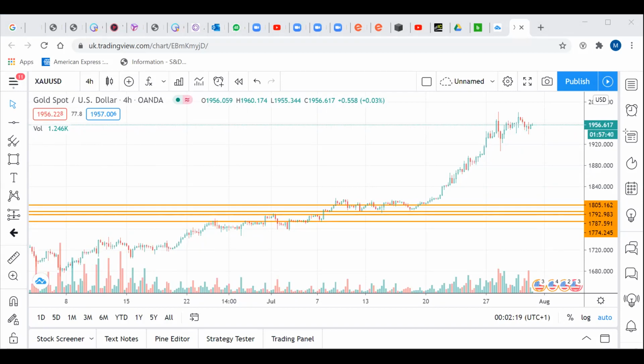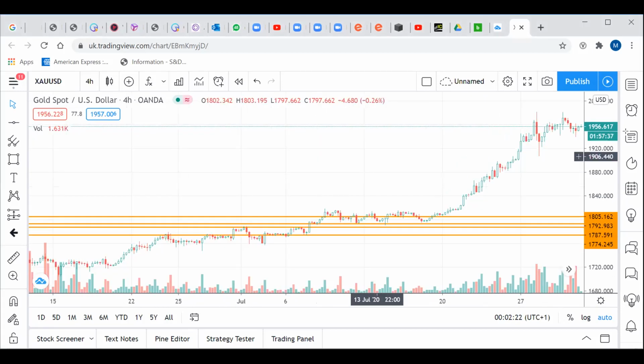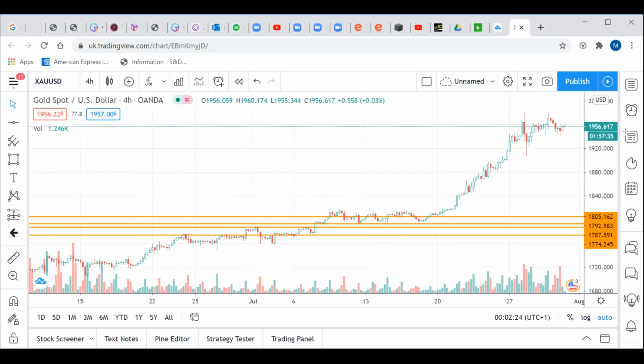So I would say test out drawing support and resistance zones on gold, because gold is a good pair to do that on, or any currency pair. But just remember: buy low, sell high, look for bounces off the support and resistance zones, or look for breakouts, retest, and then entry. And that's it.